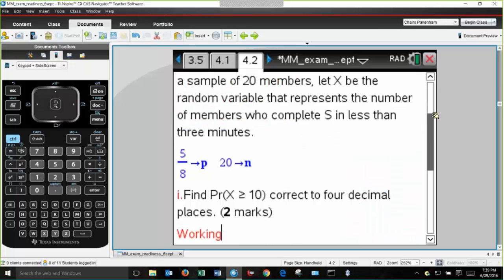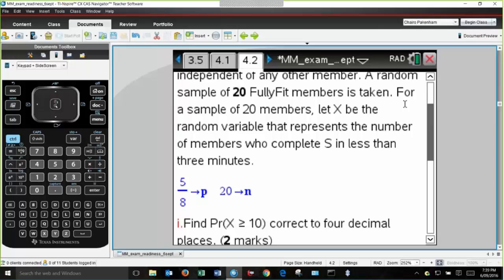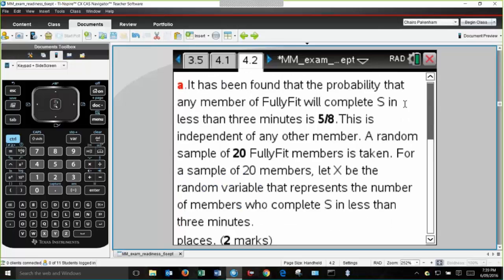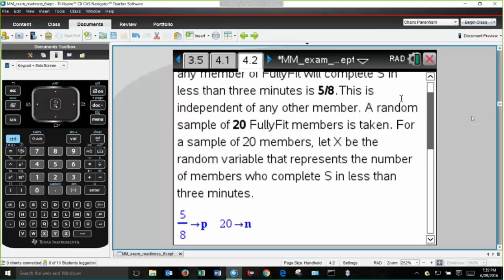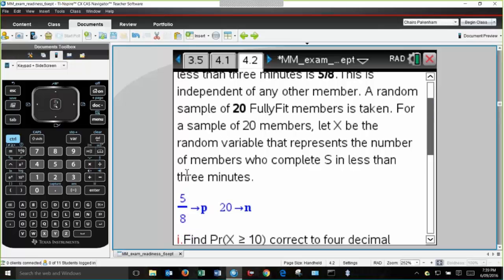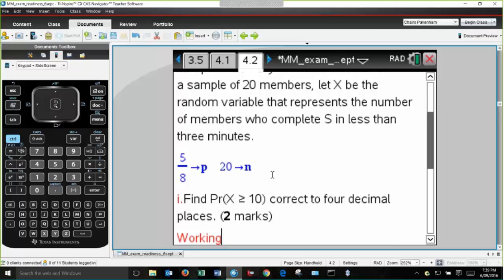Now, it's been found that for a particular exercise that they have to complete, the probability that it's done in less than 3 minutes is 5/8, and a random sample of 20 members is taken. Okay. X is a random variable that represents the number of members who complete the exercise in less than 3 minutes. So we're given the value of P and the value of N, and we want the probability that X is greater than or equal to 10.